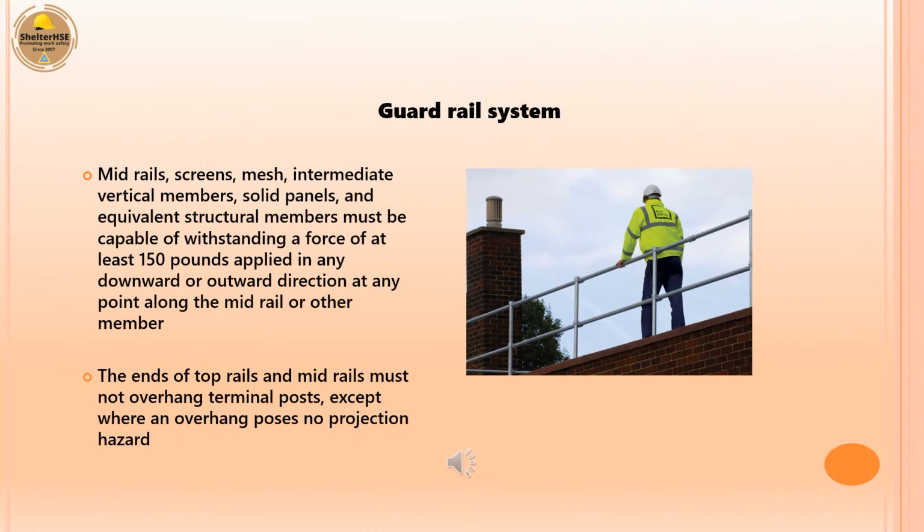Mid-rails, screens, mesh, intermediate vertical members, solid panels, and equivalent structural members must be capable of withstanding a force of at least 150 pounds applied in any downward or outward direction at any point along the mid-rail or another member. The ends of top rails and mid-rails must not overhang terminal posts, except where an overhang poses no projection hazard.